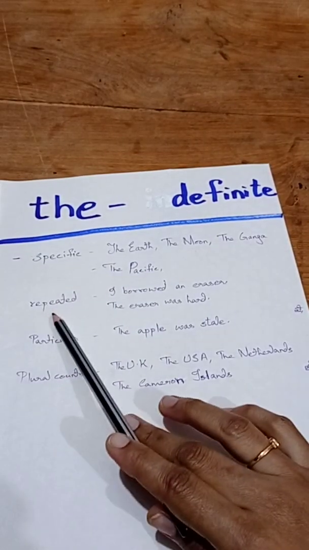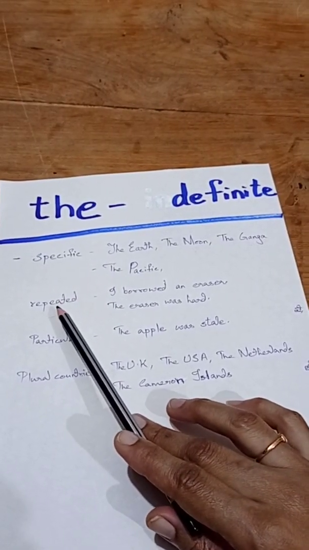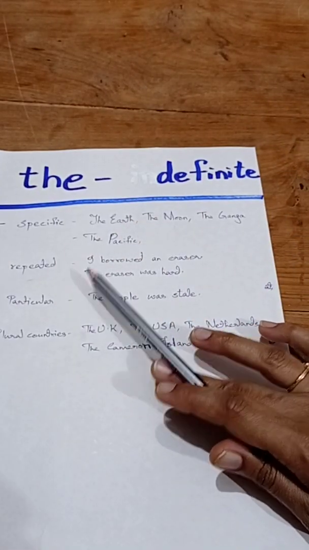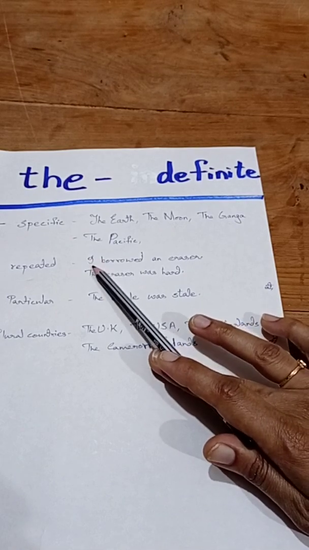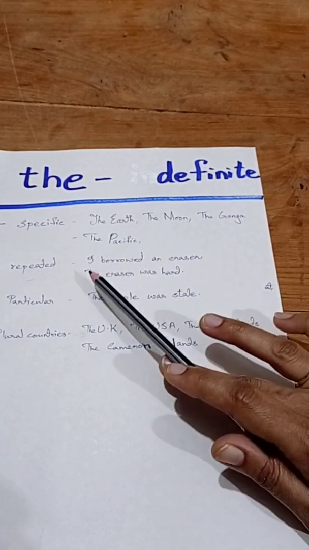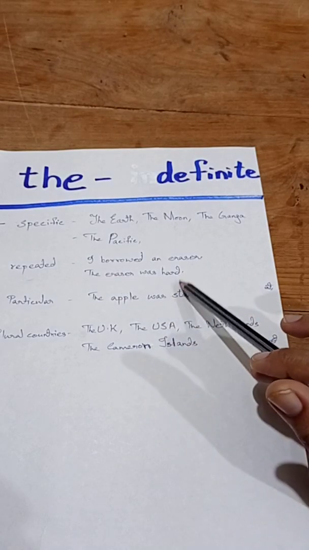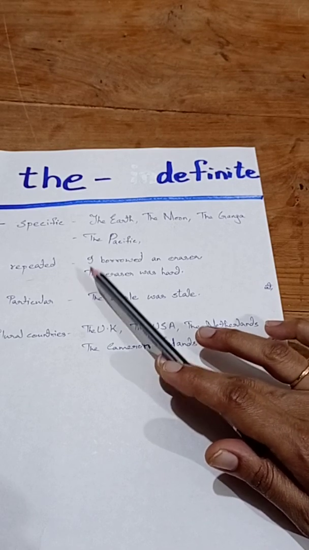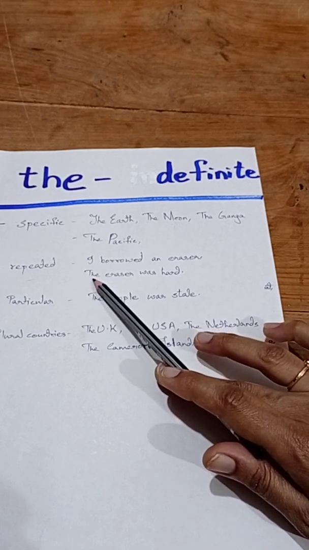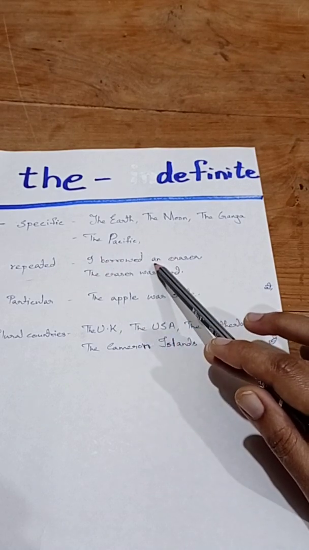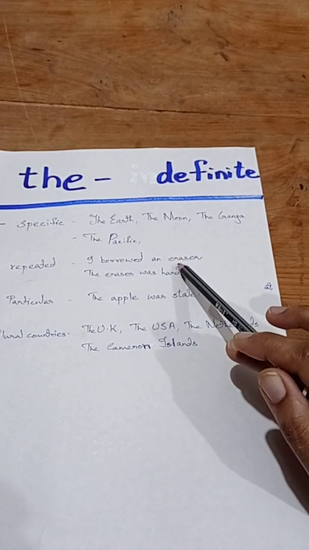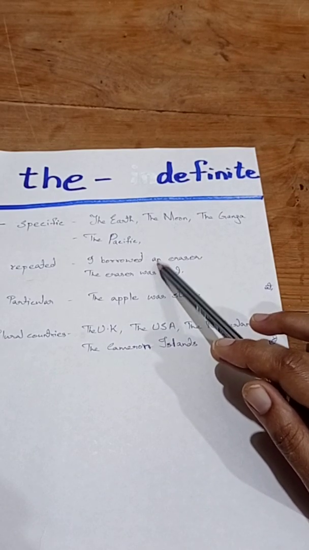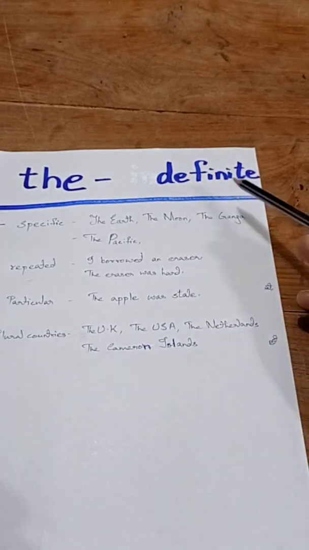Now, the next point is when you are repeating a noun, then you use the. Like we use in: I borrowed an eraser. The eraser was hard. Here, when you are repeating, you are confirming the particular object. When you are talking about an eraser or a noun for the first time, then you use the indefinite article, a or an. Okay.